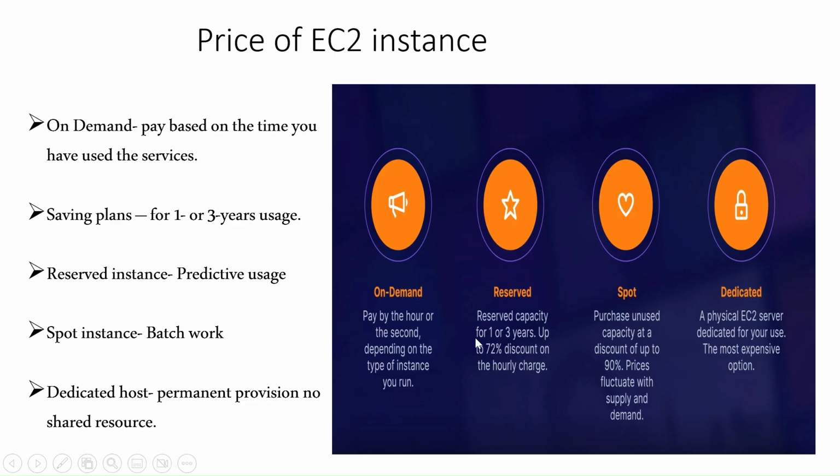Reserved instance, if you see what it is, reserved capacity for 1 or 3 years, up to 72% discount on the hourly charge. So this is used when you have predictive usage. Suppose I have an application which will run minimum for 3 years. So instead of paying per hour, if we are using that continuously for 3 years, we know that already. In that case, it's better to use reserved instance.